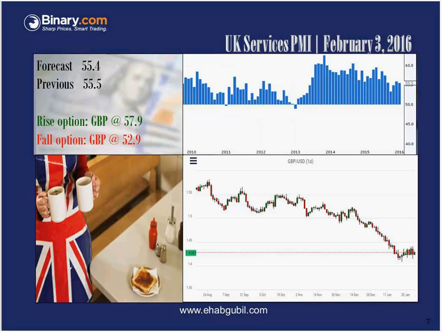So if we get 57.9 or better, we could see some demand in the pound, and we will consider making a call option on the pound against weaker currencies. If we get 53 or lower, the pound could weaken, and we should look to make a put option on the pound against stronger currencies.